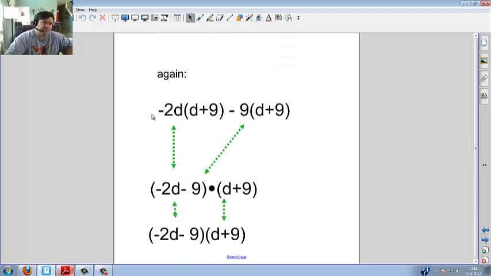Let's take another for example. Negative 2d is being times by d plus 9. And negative 9 is being times by d plus 9. Since they're both being times by d plus 9, I'll take negative 2d and the negative 9 and combine them times d plus 9. Then remove the times symbol, and there you go.